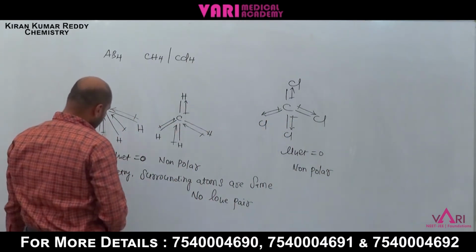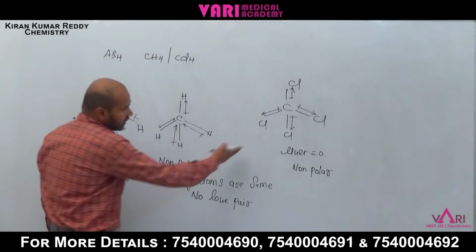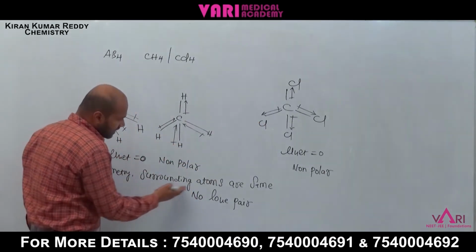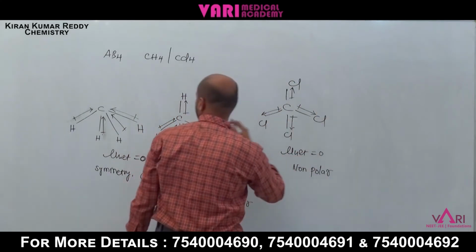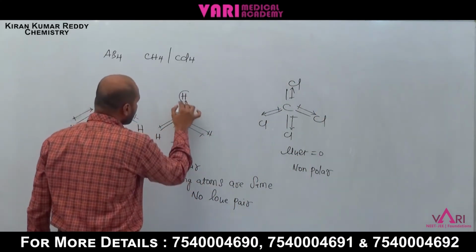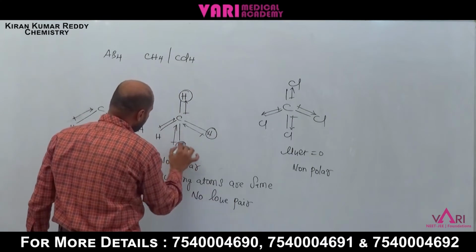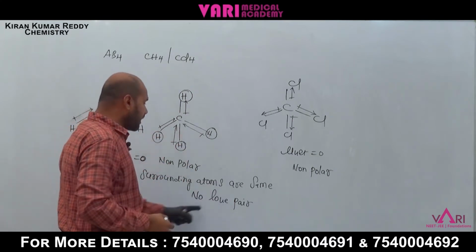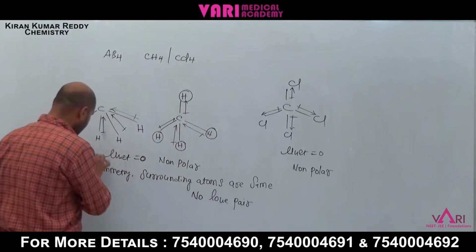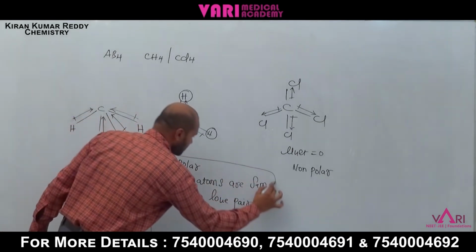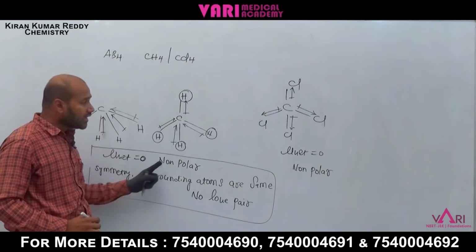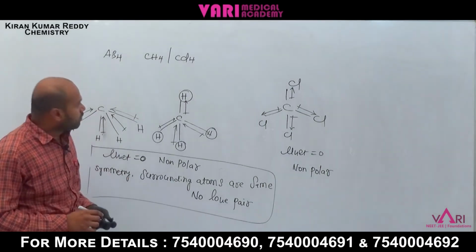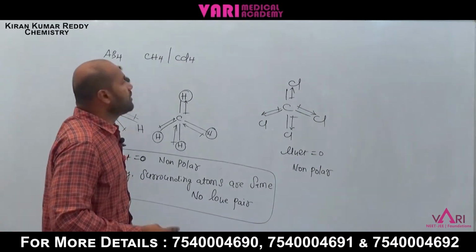Why non-polar? Because of tetrahedral symmetry and surrounding atoms also same. Surrounding, all chlorine is present. Here in methane also surrounding atoms are same. Now no lone pair is present. These are the conditions for which the molecule is non-polar. Mu net is equal to 0. That molecule will be non-polar. This is the AB4 type.